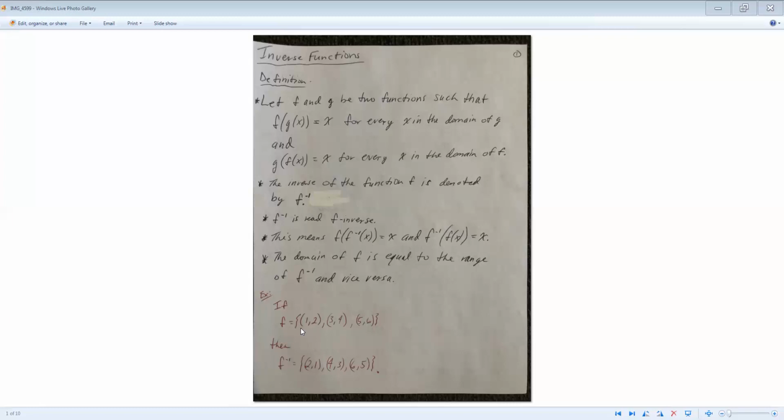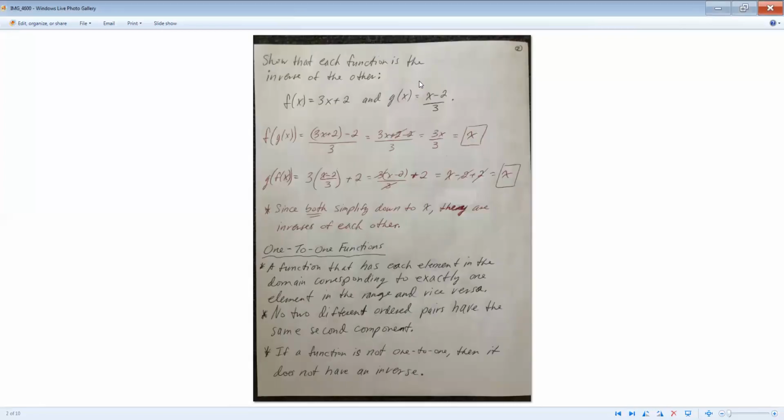So just a mini example, if I had the function that was (1, 2), (3, 4), and (5, 6) as far as ordered pairs are concerned, f inverse would be (2, 1), (4, 3), and (6, 5). So you just flip the domain and range.